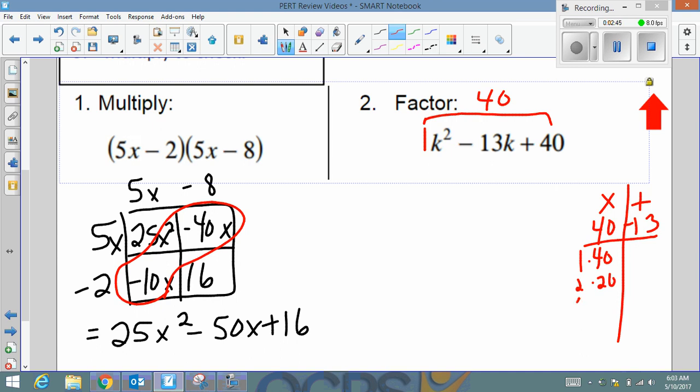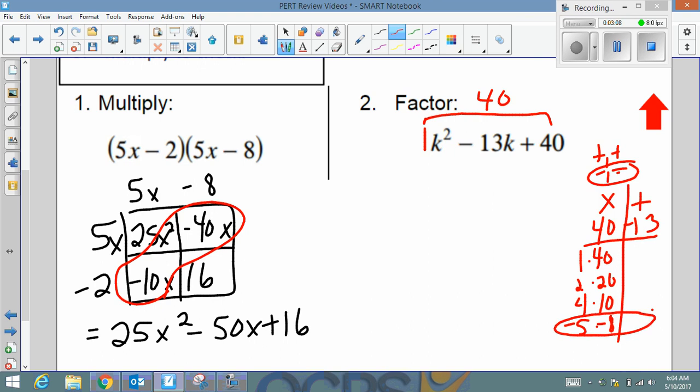2 times 23 doesn't go. 4 times 10. 5 times 8. 6 doesn't go. 7 doesn't go. And then we'd start repeating. So 5 and 8 are the two that I'm going to do. Now I should think about my signs. I'm multiplying to a positive, so my signs are the same. Since I'm adding to a negative, they're both going to be negative. So negative 5 and negative 8 multiply to 40 and add to negative 13.